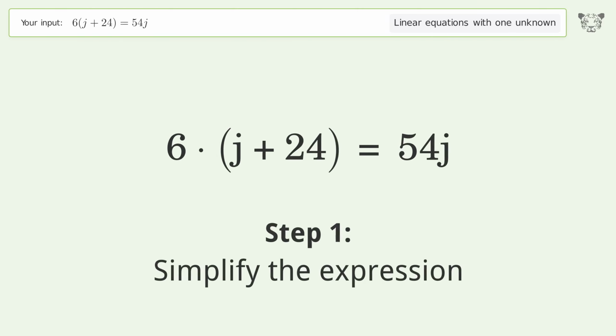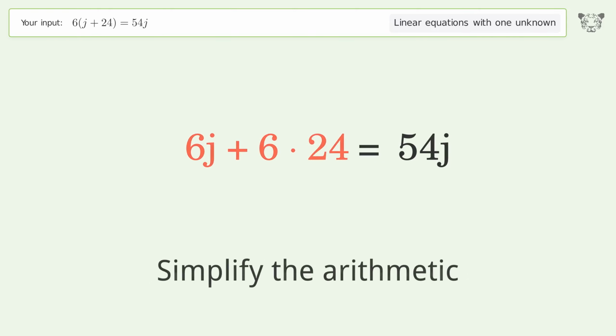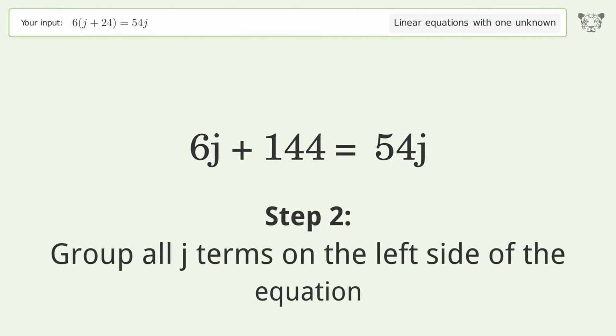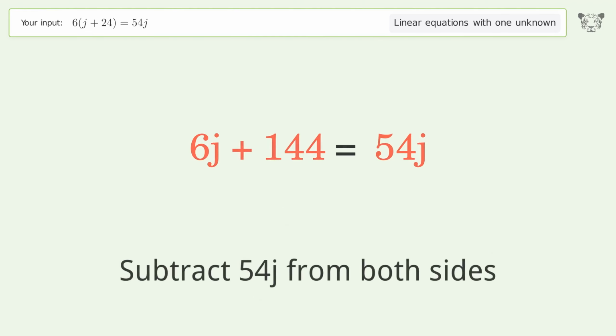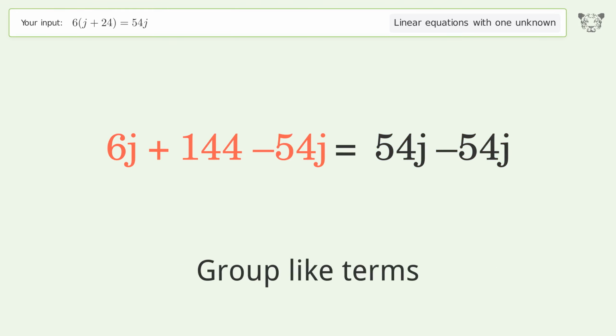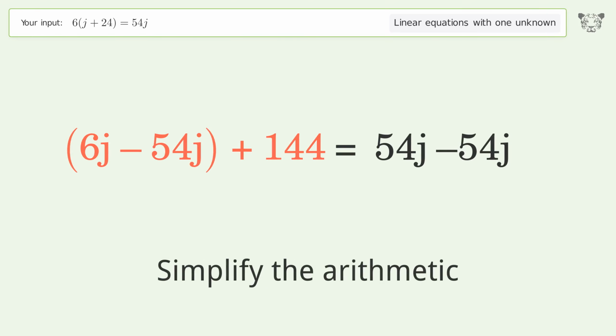Simplify the expression. Expand the parentheses. Simplify the arithmetic. Group all j terms on the left side of the equation. Subtract 54j from both sides. Group like terms. Simplify the arithmetic.